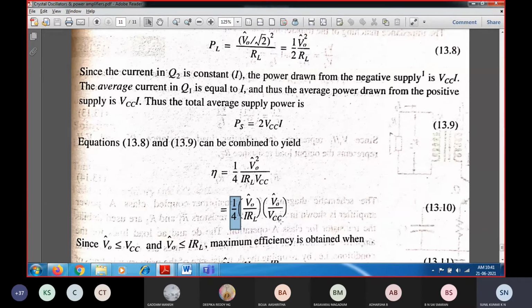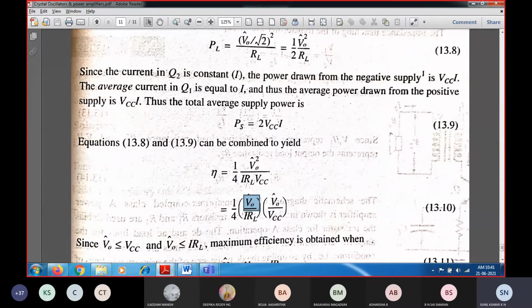So maximum output voltage can be reached up to what? It can be reached up to VCC. So VCC I can substitute over here, and here also I can substitute VCC. So VCC square divided by VCC. So you'll be having the numerator VCC divided by I into RL. So maximum output load current can be achieved at most VCC.